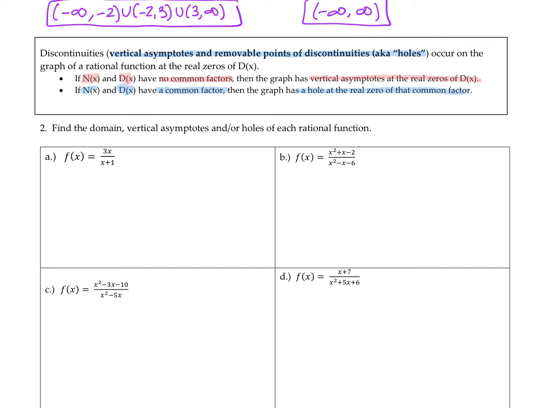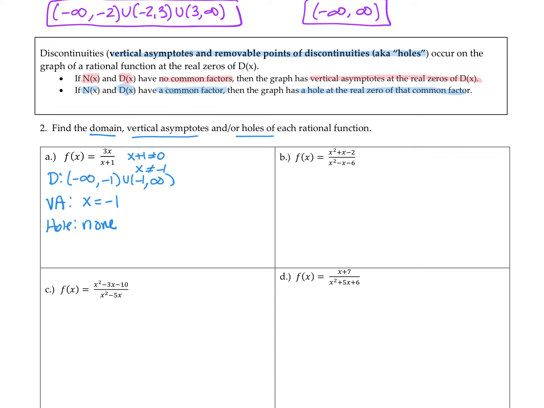So let's demonstrate this. If I look at letter A and number 2, they want me to identify the domain, any vertical asymptotes or holes. So first we'll start with the domain. I see that x plus 1 cannot equal 0, meaning x cannot equal negative 1. So my domain would be negative infinity to negative 1, union negative 1 to infinity. Now, I just have a restriction in my denominator. I don't have something that could simplify with my numerator. So I just have a vertical asymptote at x equals negative 1. In terms of holes, I have none.